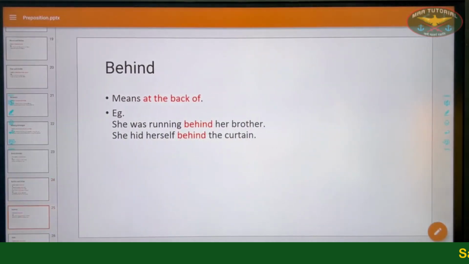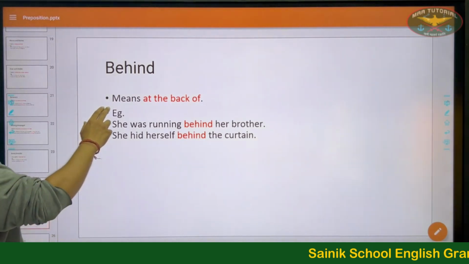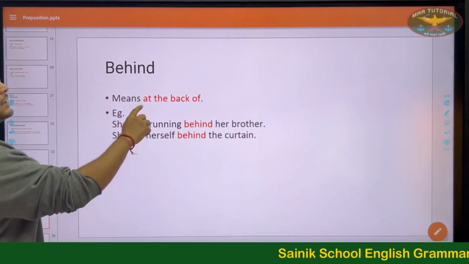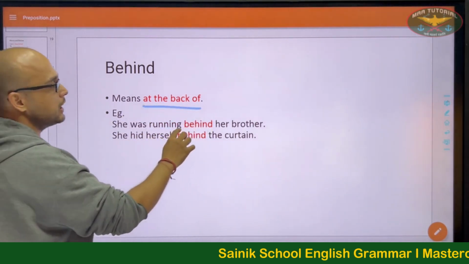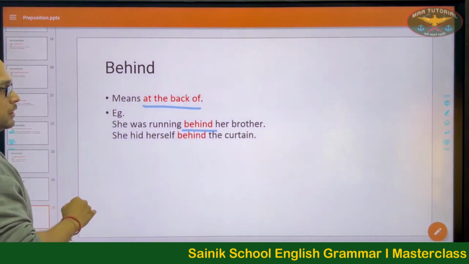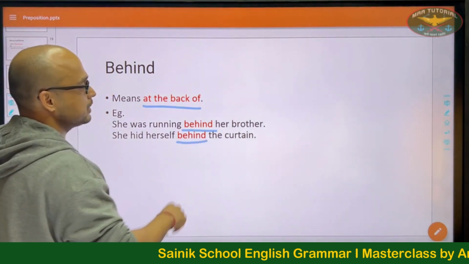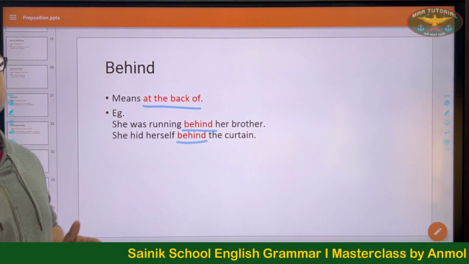Next we have behind. Behind means at the back of. So we've already used behind in the definition of before and after. When we are running from behind, chasing someone from behind, behind means at the back of. She was running behind her brother. She hid herself behind the curtain.